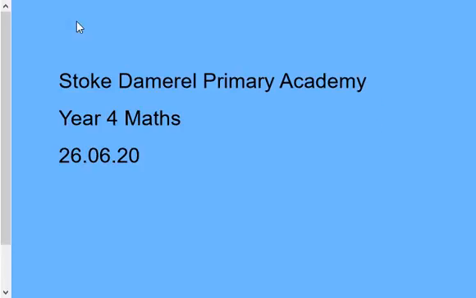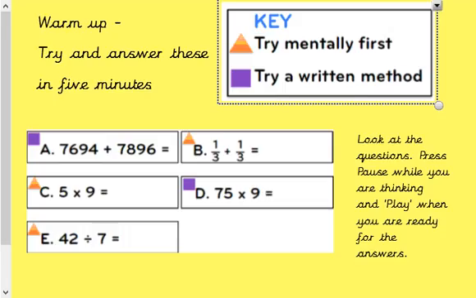We are going to be looking this morning at finishing our topic on position and direction. And we're going to start this morning with our 5 questions, as always. Try and complete them in the time that you're given, 5 minutes, or as close to it as you possibly can. 2 of the questions will be pencil and paper questions if you need them, and 3 of the questions will be mental strategy questions.